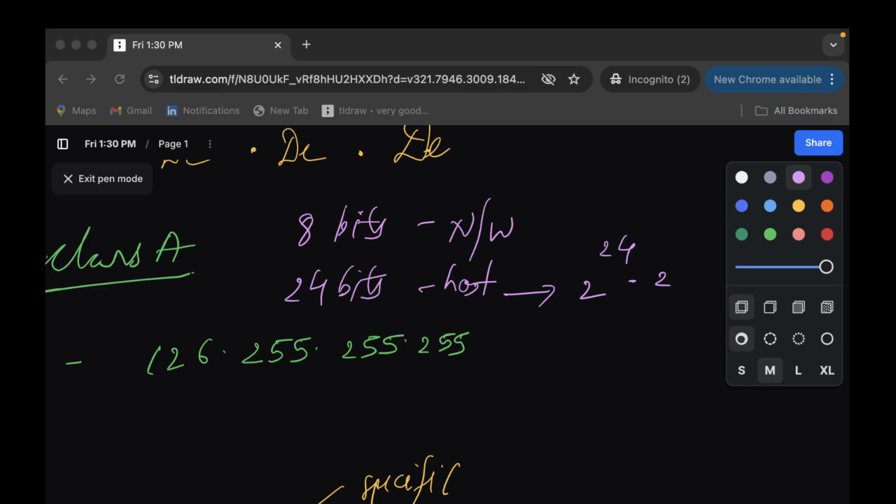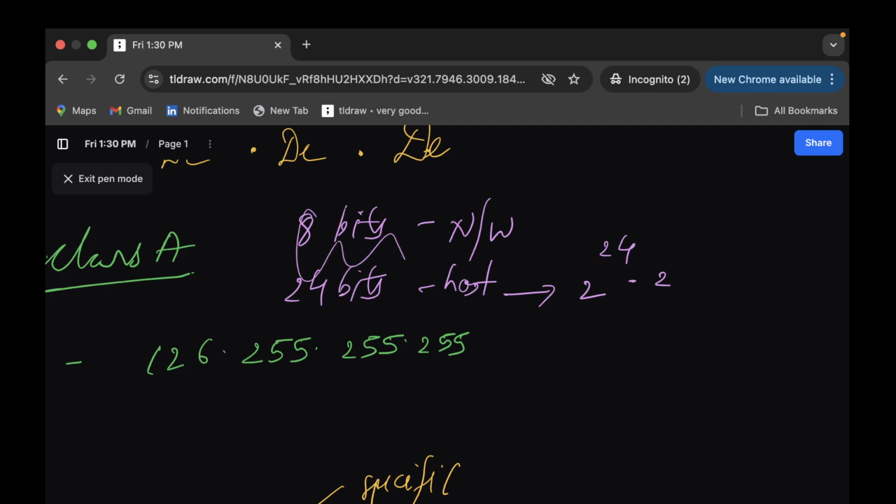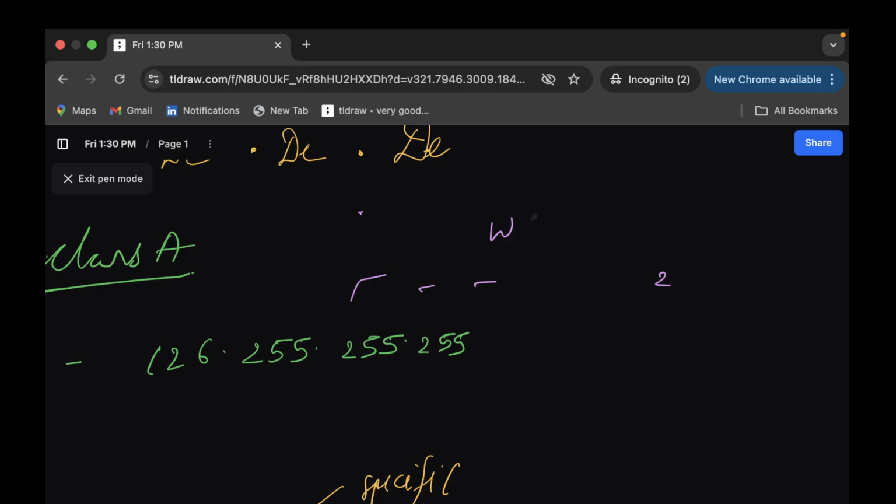Now we haven't gone to subnetting. Okay, we'll see that later on. So basically, we'll only identify the different classes here, and then we'll try to understand subnetting. Then we will see what is happening here.